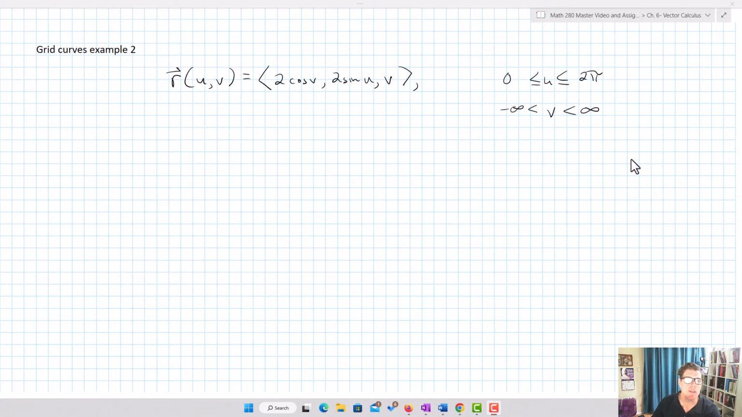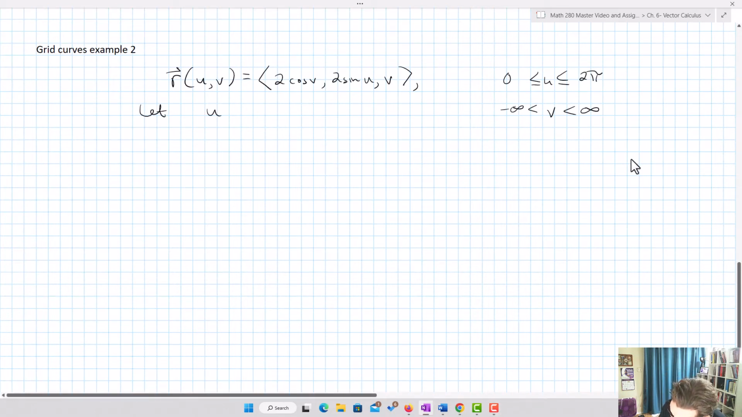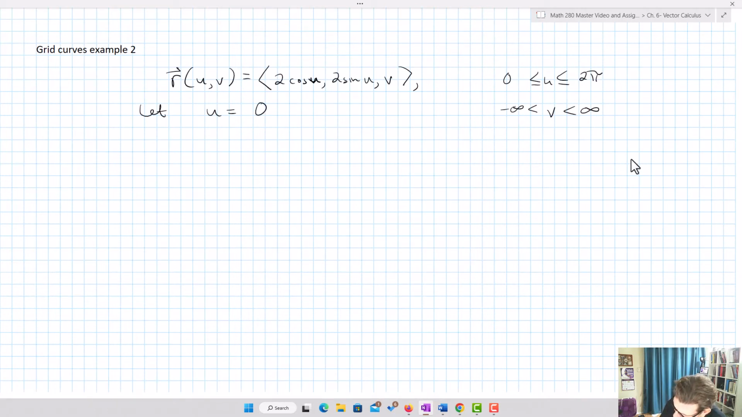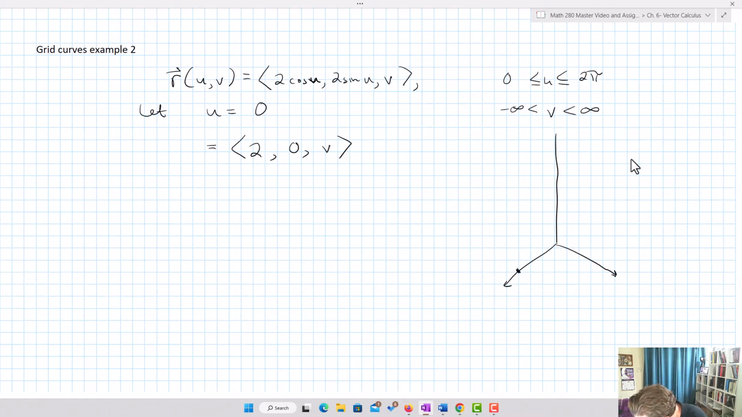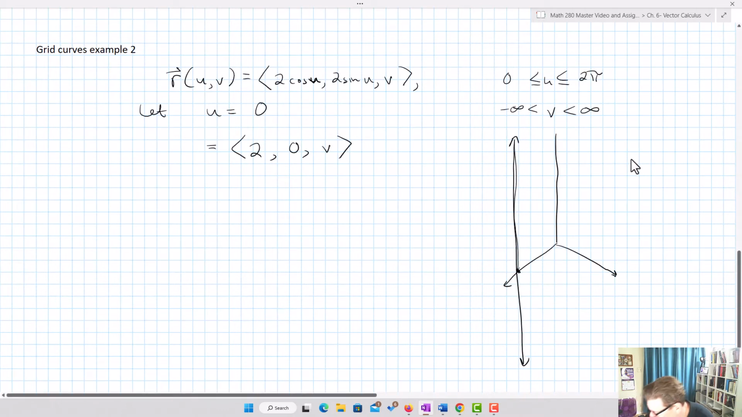Let's suppose I have r of u,v equals 2 cosine u, 2 sine u, v. We'll start out with some grid curves. Let's let u equal 0. That's cosine 0, just so it's clear. Consequently what we get is 2, 0, and v. You can imagine in our xyz space we go out to 2, 0, and I'm basically going to have a line again, in this case a vertical line that extends out at 2, 0, v.